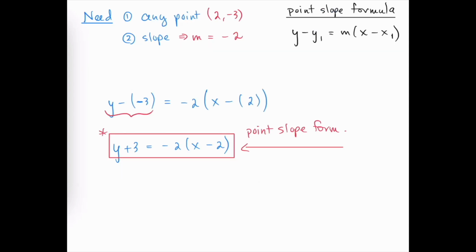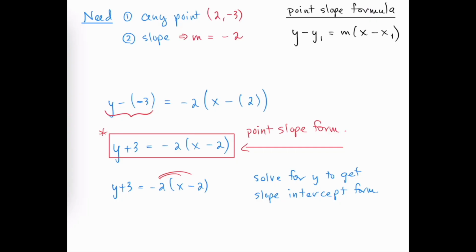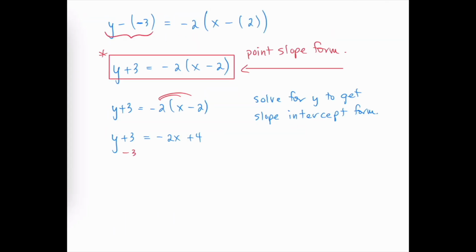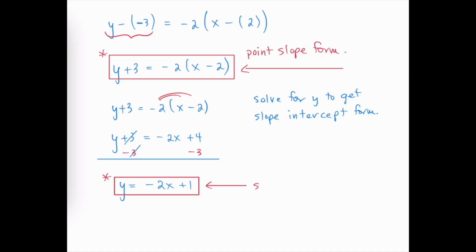But if we wanted to write it in slope-intercept form, we'd need to solve this equation for y. To solve it for y, we would first need to distribute this negative 2 into the parens, so we get y plus 3 is equal to negative 2x plus 4. Then we'll subtract 3 from both sides. The 3's cancel on the left, and we get y is equal to negative 2x plus 1. And this is the equation of the line in slope-intercept form.